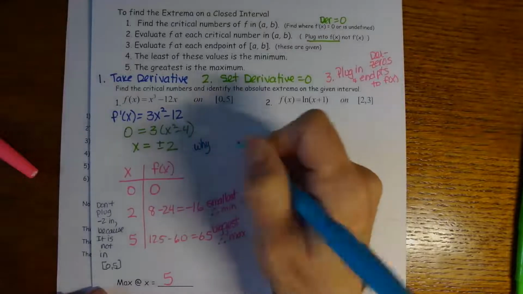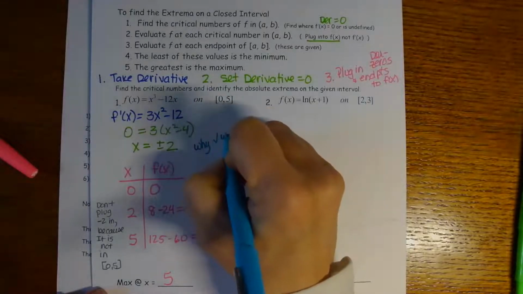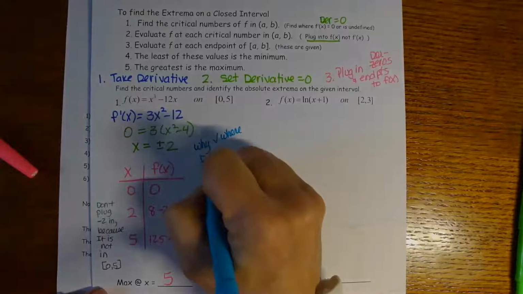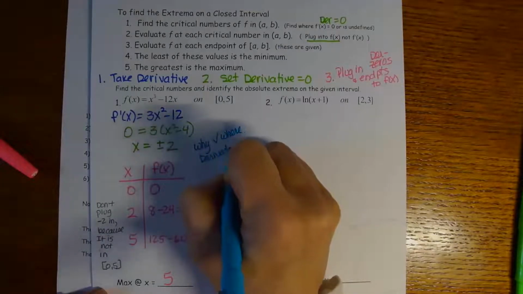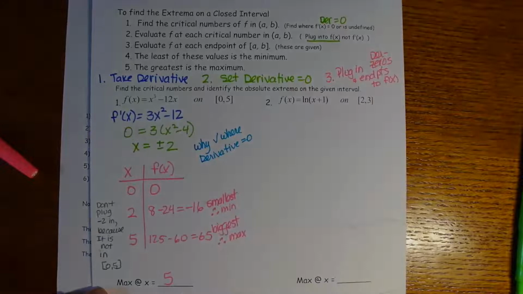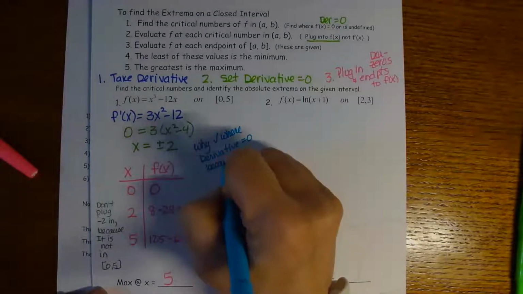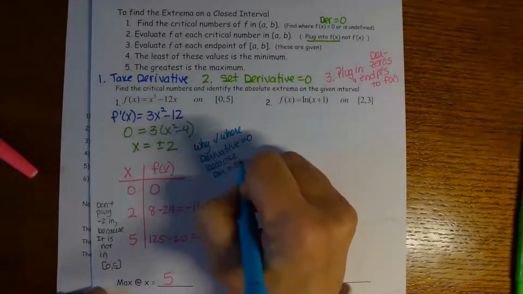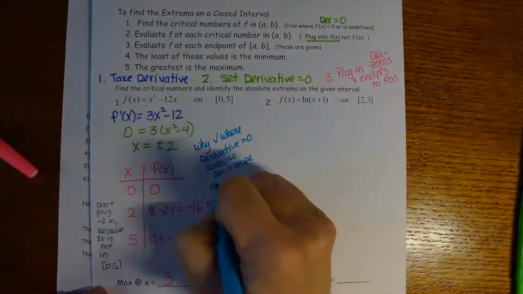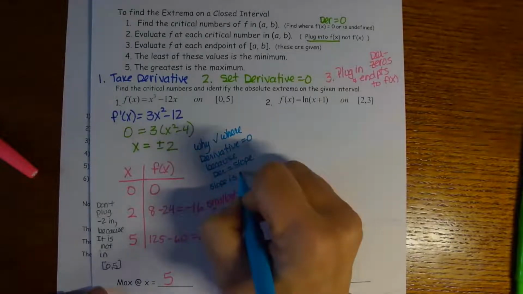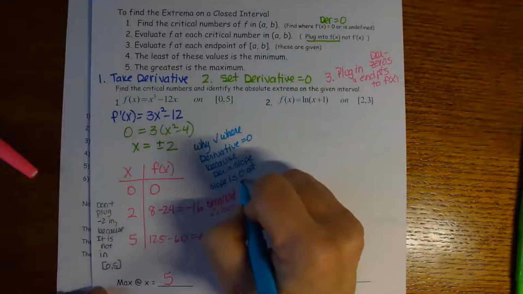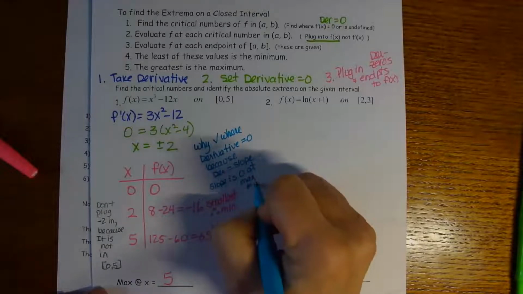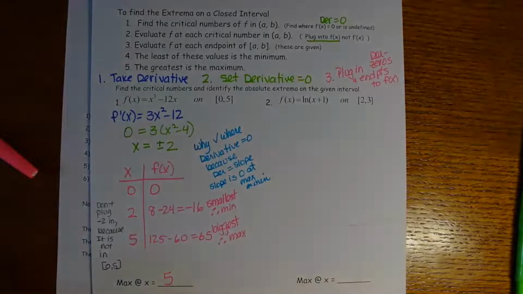Let's write a note. Y'all didn't write it. Why check where derivative equals 0? Because, write this down, derivative equals slope. Slope is 0 at max or min. Make that connection, write that down. That's a huge connection for this whole unit. We will come back to that over and over again.